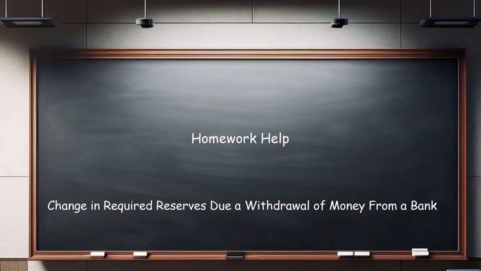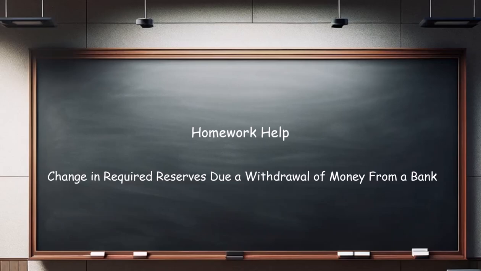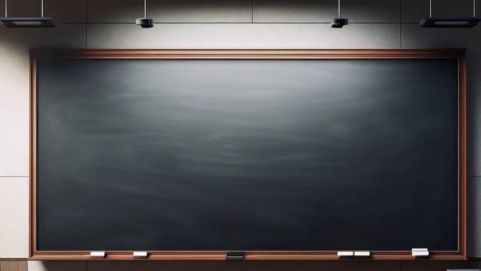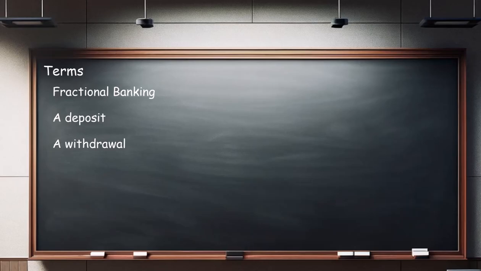This video continues a series on typical banking problems found in introductory macroeconomics and finance economics courses. This video looks at calculating the change in required reserves of a bank when an individual withdraws money from a bank that already has deposits. Before looking at a typical problem statement and a way to answer the problem statement, let's review some terms and concepts such as fractional banking, deposit, withdrawal, reserve ratio, and the required reserves.